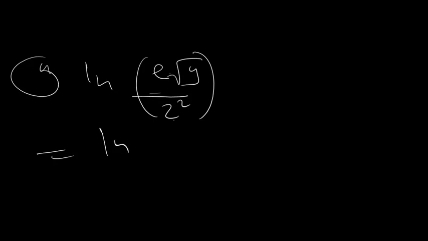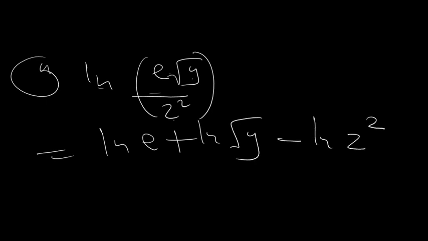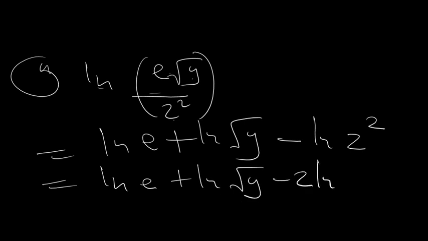Remember, we are multiplying there, so we have ln of e, and since we're multiplying we put a plus, then ln of the root of y. Since we're dividing there, we have minus ln of z to the power 2. So there we have ln of e plus ln of the root of y. Since we have a power there, it drops, so minus 2 ln of z, like that. These things are easy, guys. These things are very, very easy.